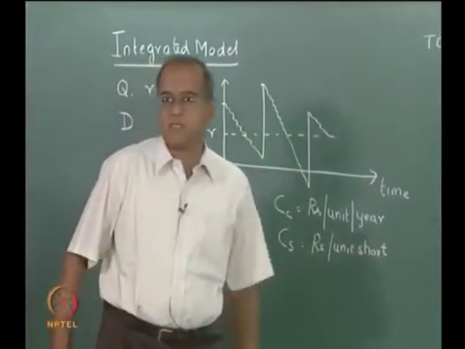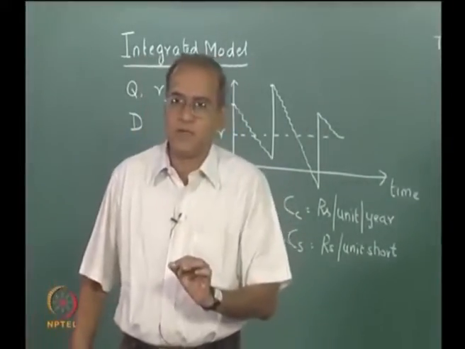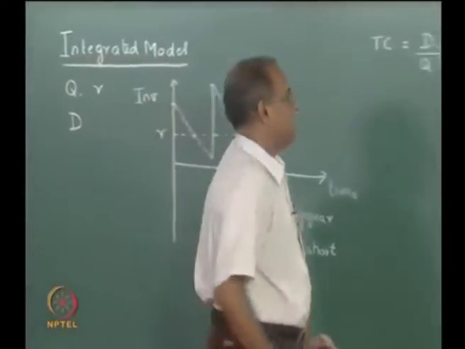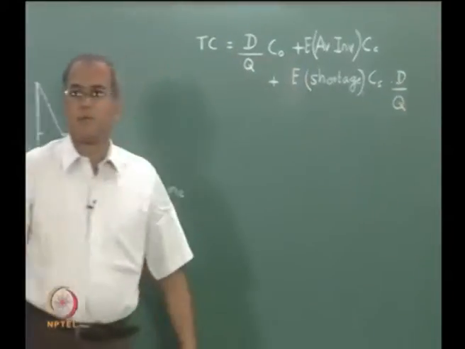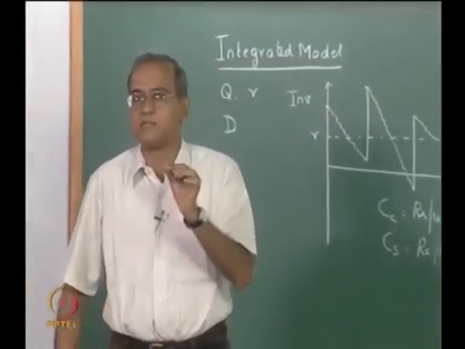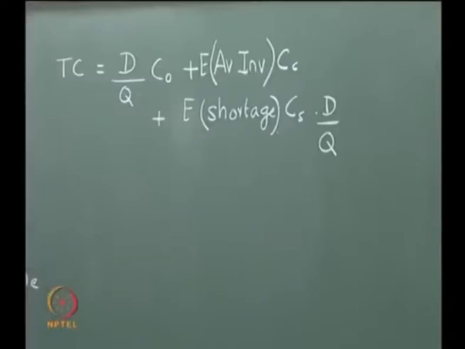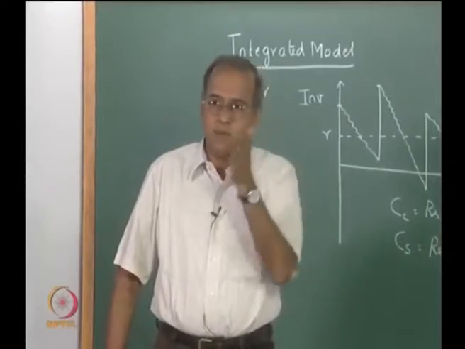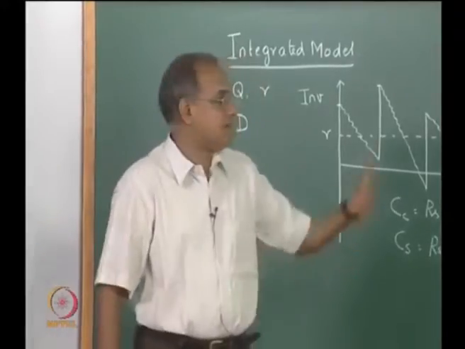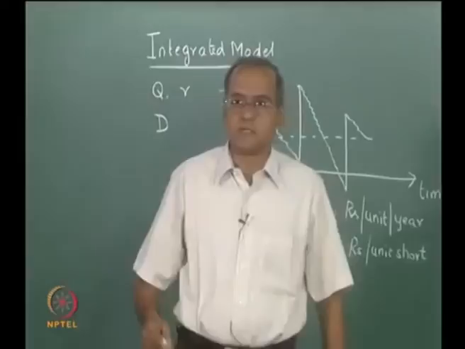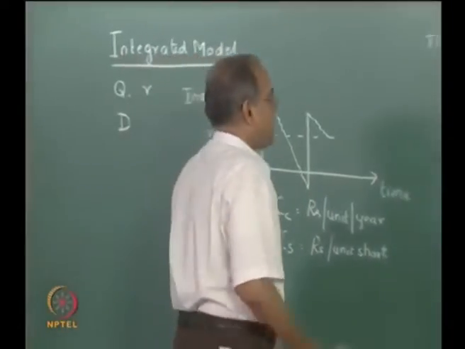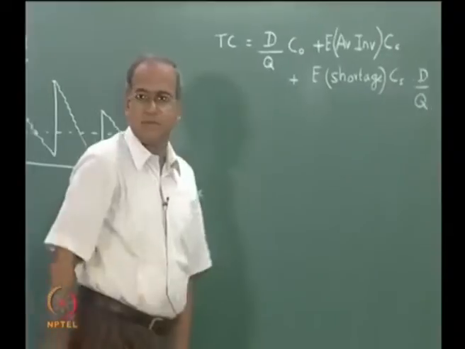So E of shortage is the expected shortage in a cycle. That, into rupees per unit short, into d by q, will give us the expected cost per year, because there will be d by q cycles in a year. Now E of S, the expected shortage in a cycle, d by q is the number of cycles per year, and Cs is rupees per unit short. So all these when multiplied would give us the expected shortage cost per year. Now we have to start defining this as well as this.